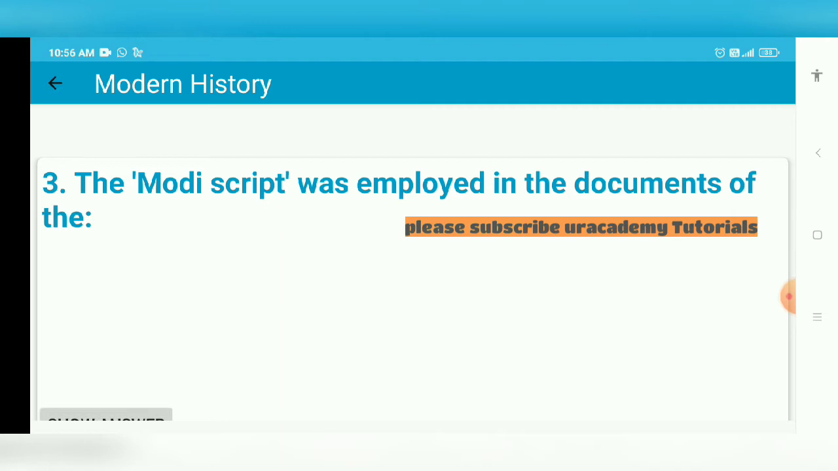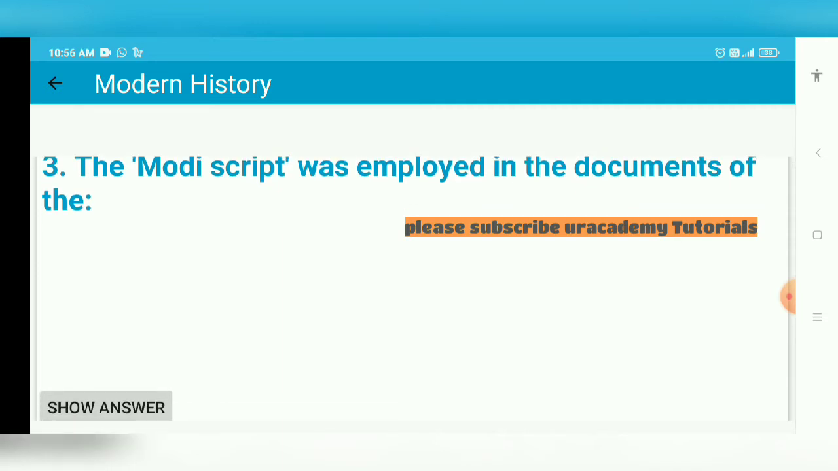The first objective is: the Modi script was employed in the document of the... Script simply means we will not only solve the MCQs, but we will also understand the background of the MCQs, and what the nature of the MCQ was. That will help us understand and remember the concept. We cannot just go through MCQs and remember that this happened, so we will understand the background.